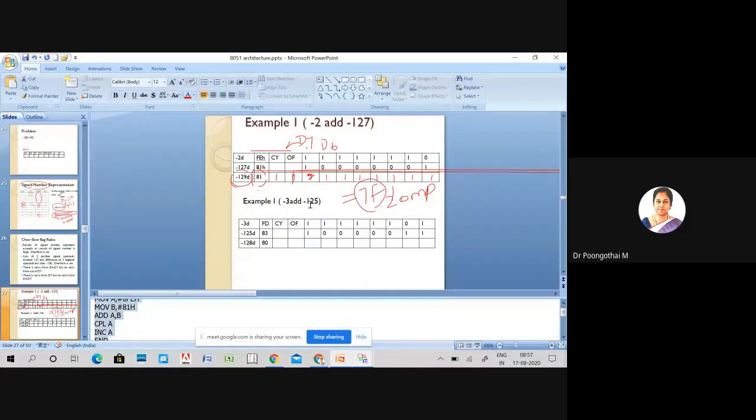So do the second problem. Add -3 with -125. Please complete this one, and check whether the overflow flag is set or not. Find out the answer.